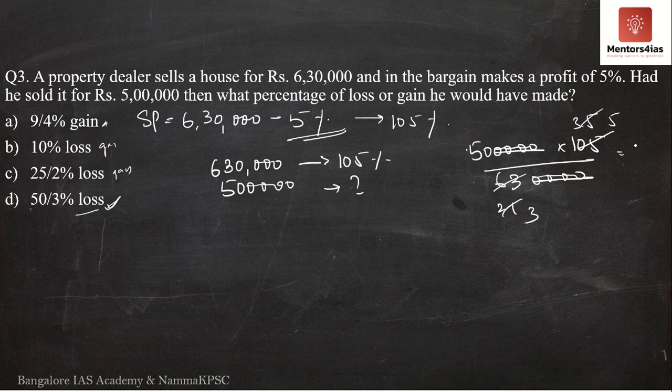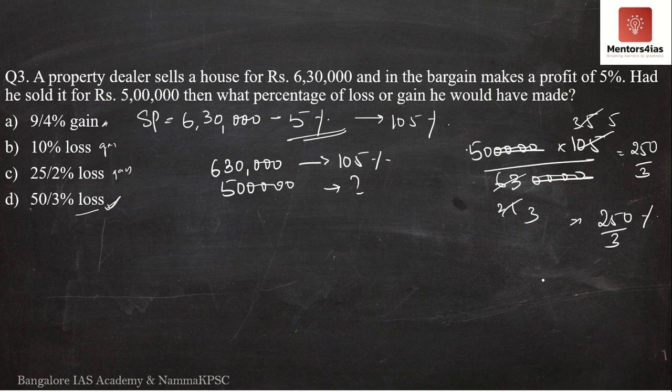So what do we get? We get 50 into 5 is 250 by 3%. So 5 lakhs is what? 5 lakhs is nothing but 250 by 3%. But if you look at the options over here, there is no option as 250 by 3%. Then how do we determine what is the loss or what is the gain?